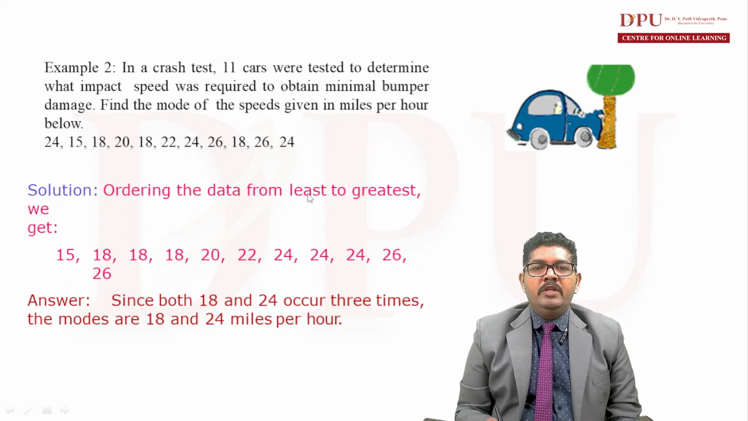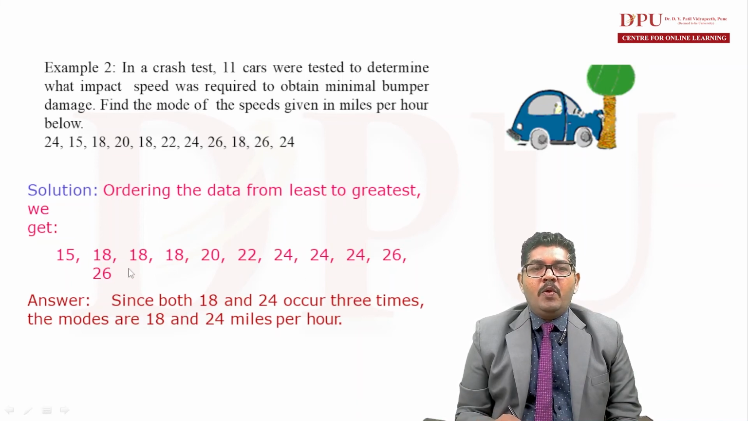Ordering the data from least to greatest is not compulsory, it is optional. You can directly look at the numbers and find the one which appears the most times, but ordering the data helps you understand how many occurrences there are. The smallest number is 15, then the next smallest is 18. 18 appears 3 times. Then the next smallest is 20, which appears only once. Then 22, 24, 24, 24, 26 and 26.